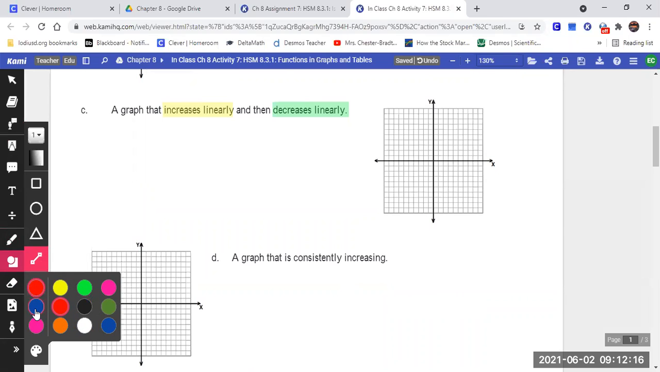Okay, linearly means it's doing what? Straight line. So first we have to draw a straight line that goes up. Then we have to have a straight line that comes down. And we put the arrows on the end.